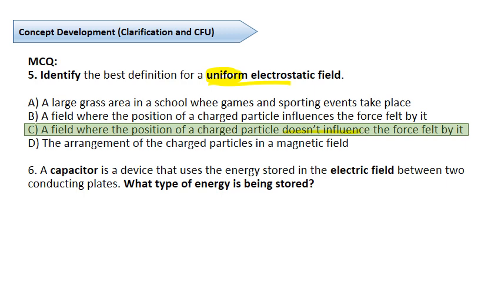Multiple choice question number 6. A capacitor is a device that uses the energy stored in an electric field between two conducting plates. What type of energy would be stored? The answer is electrical potential energy.